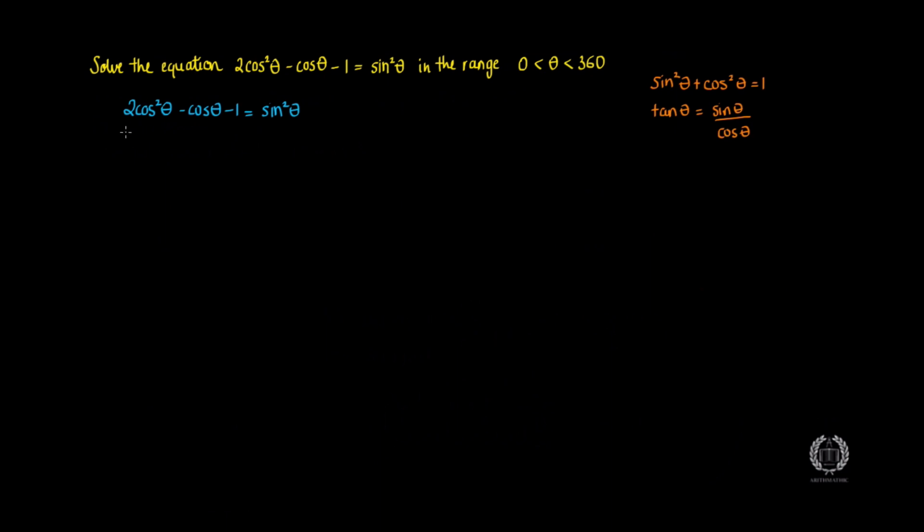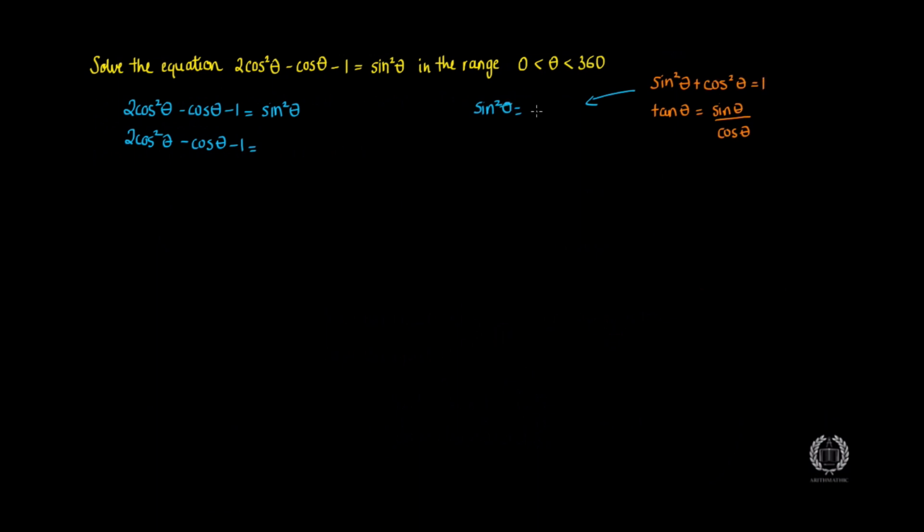So what I'm going to do here is keep 2 cos squared theta minus cos theta and minus 1, and I'm going to change sine squared theta using this identity. Basically, if you make sine squared theta the subject, what would be my new equation? I want to know what sine squared theta is, and that basically means this cos squared theta moves to the other side.